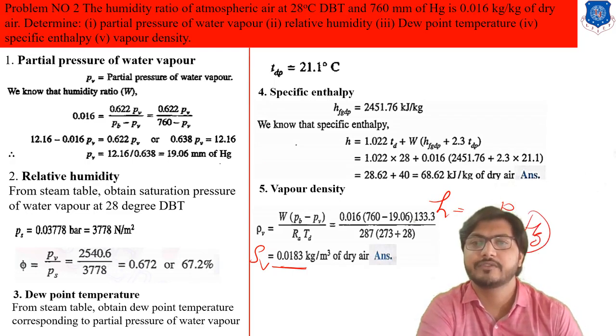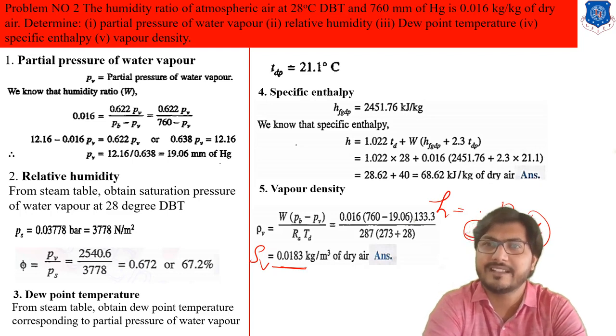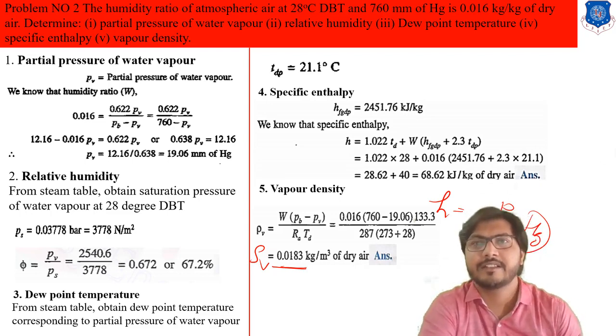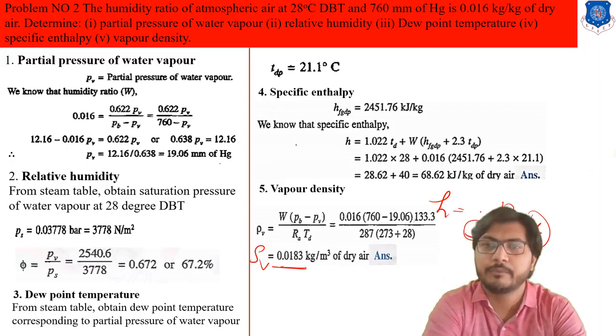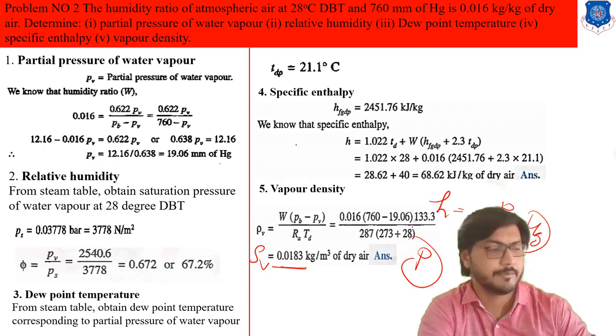What is the rho for Hg? That is 13,600, the density of mercury. Hg is mercury. We know gravity is 9.81, and H is given as 760 mm, converted into meters. So finally we obtain the pressure.